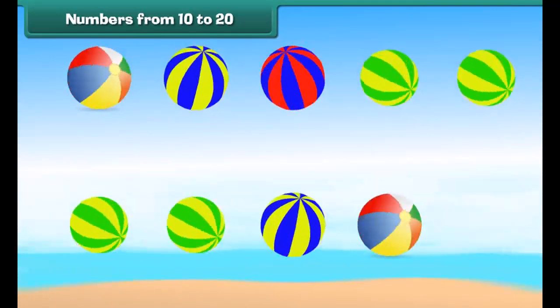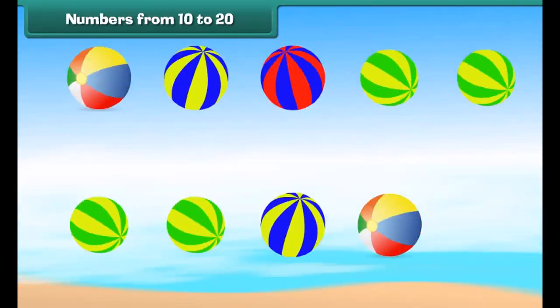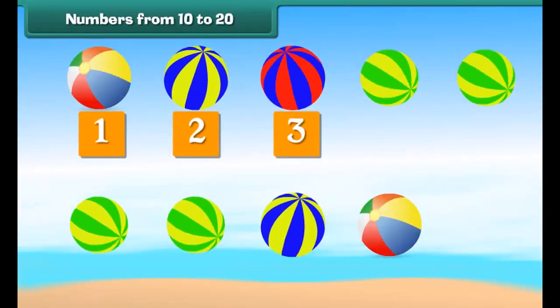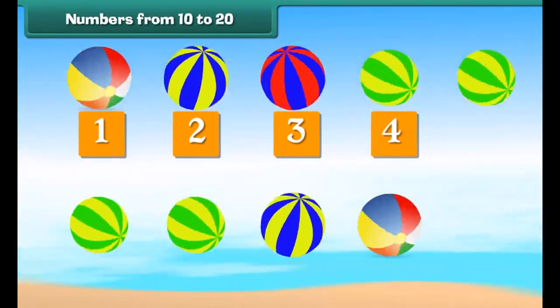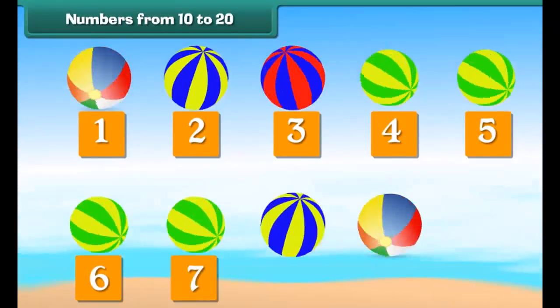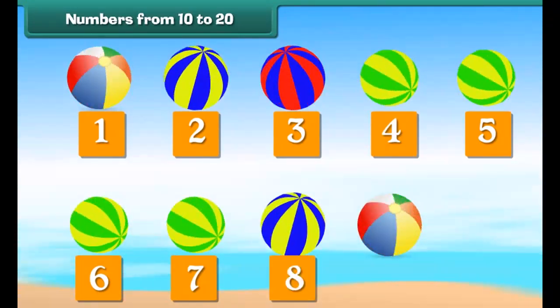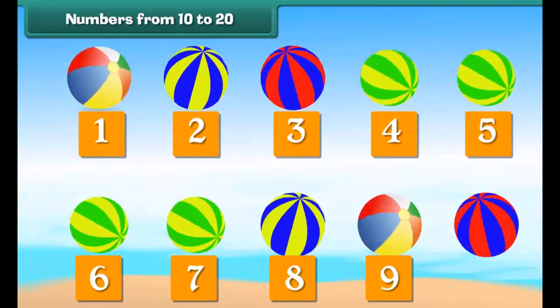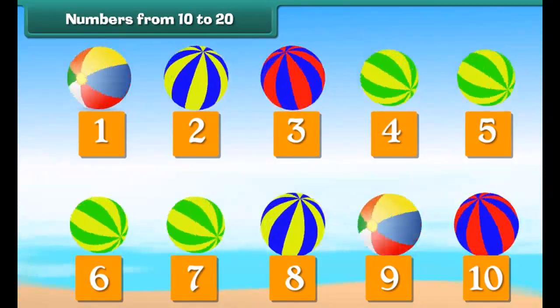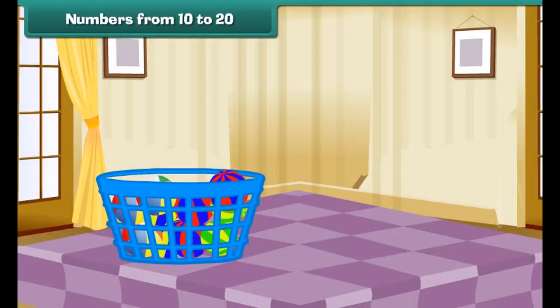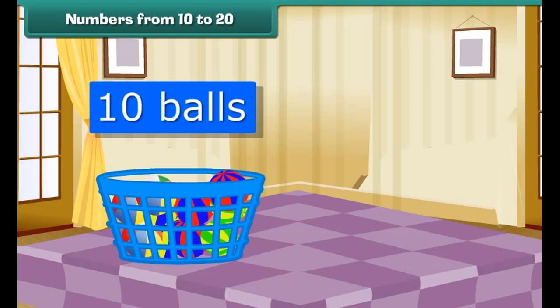Look at these colorful balls. Let us count them. 1, 2, 3, 4, 5, 6, 7, 8, 9. Let us add one more. We have 10 balls. 9 plus 1 is 10. Let us put these balls in a bucket. We now have a group of 10 balls.